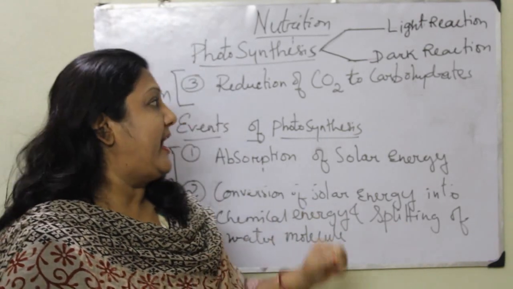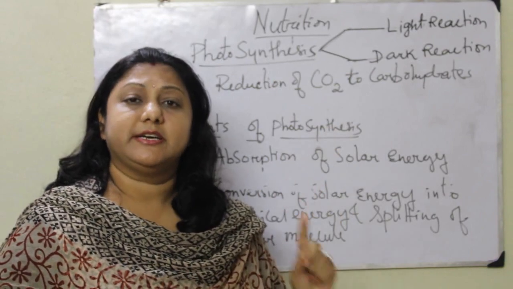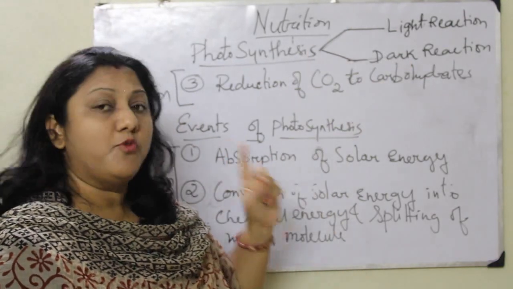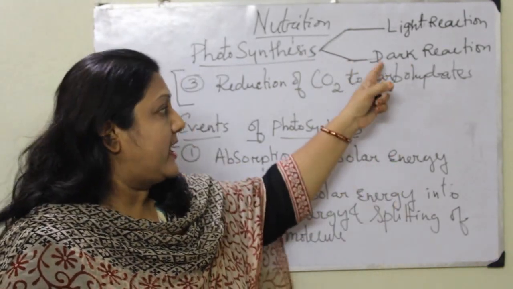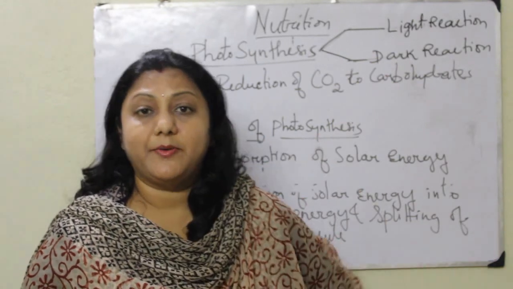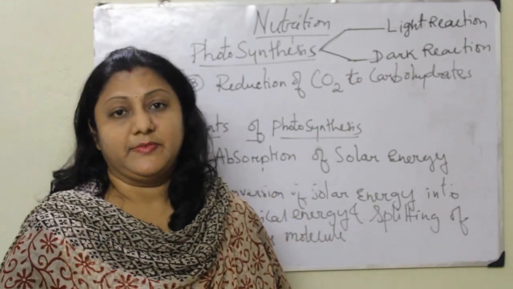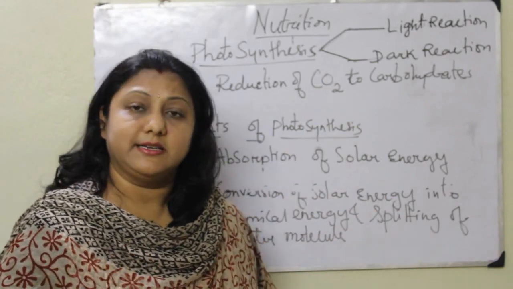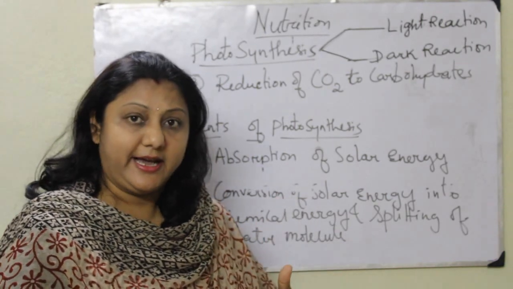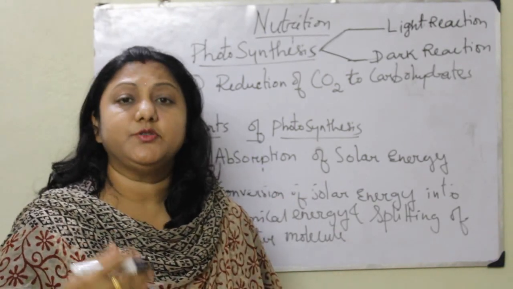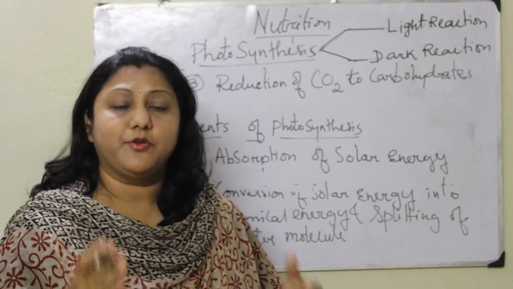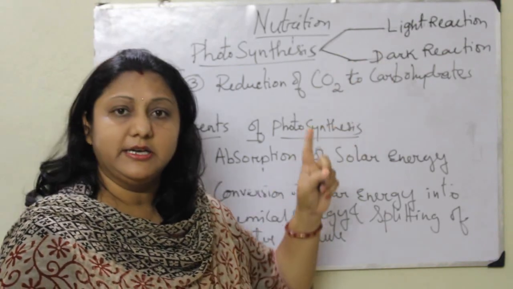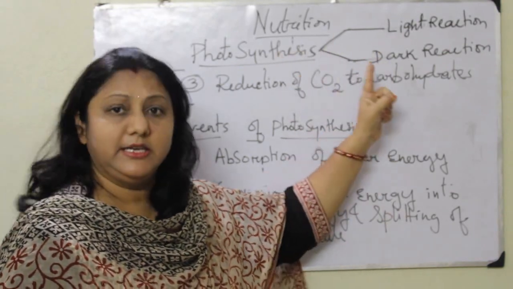Based on that, we have segregated the photosynthetic reactions into two categories. That is light reaction, which is a light dependent reaction, and the dark reaction, which does not require light for its completion. And these two reactions take place one after the other. So if the light reaction is there, that means the dark reaction has to follow it. And the completion of photosynthesis, one photosynthetic cycle, is the collection of both the reactions, that is the light reaction and the dark reaction.